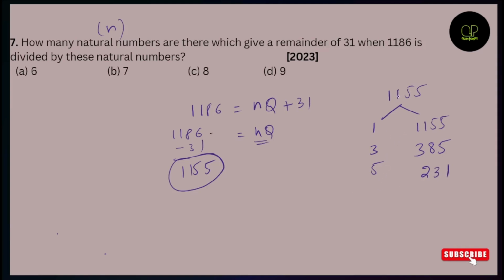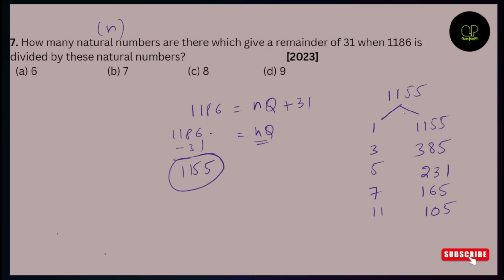Let us check if it goes with 7. Yeah, it goes with 7. 7 into 165. It doesn't go with 8. It doesn't go with 9 because the sum is 12. It doesn't go with 10. It goes with 11, right? 11 into 105. And it doesn't go with 12 because it is not going with 4. So why would it go with 12?